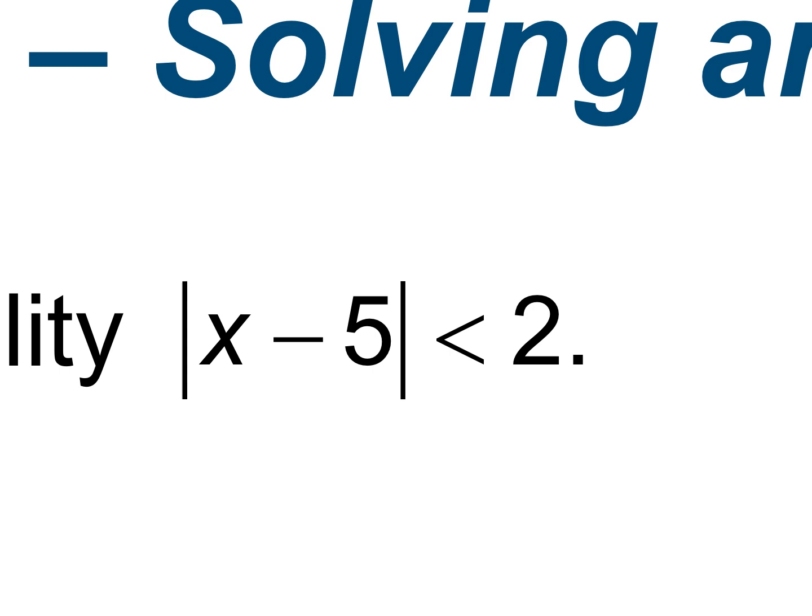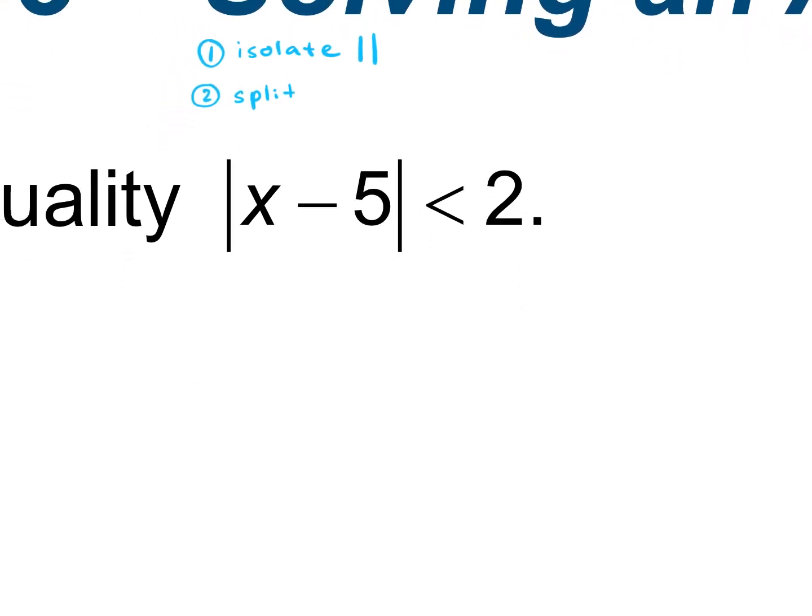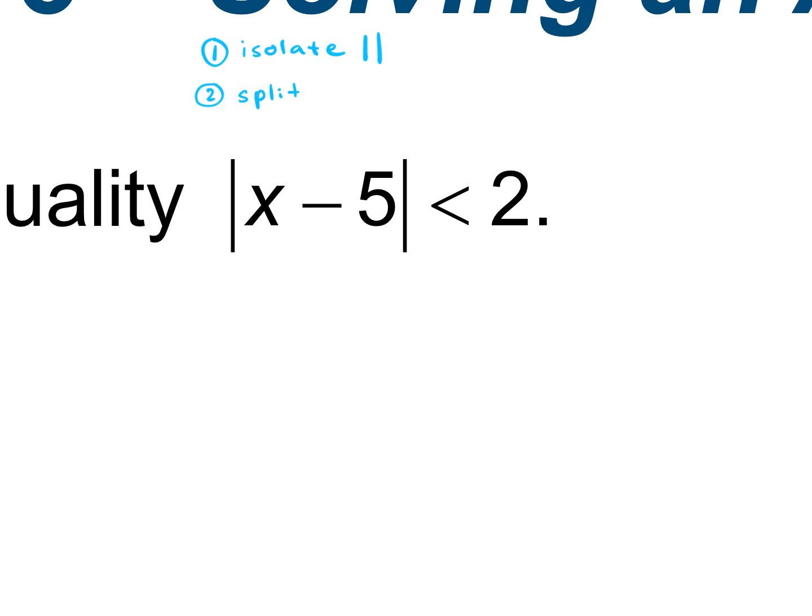When solving absolute value inequalities, the first step is to isolate the absolute value. Second step, just like when we had absolute value equations, we want to split it into two. So in our first example, our absolute value is already isolated. It's already by itself. Next step is we want to split it into two inequalities. So the first one's going to stay exactly the same how it is here, but we're going to get rid of our absolute values. So we have x minus 5 is less than 2.